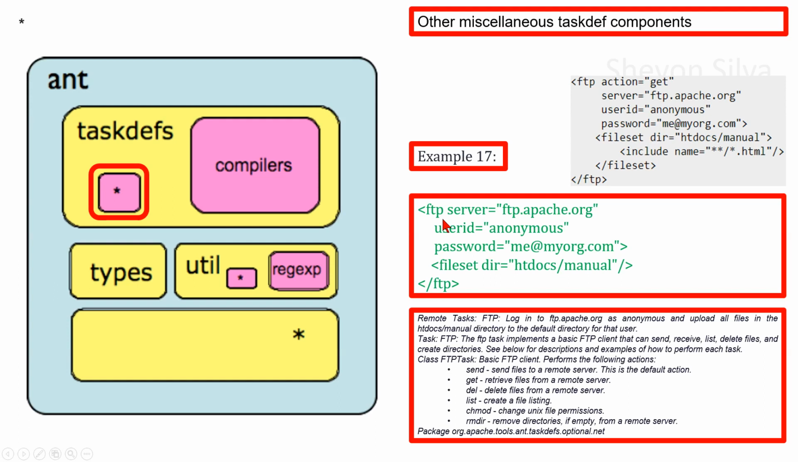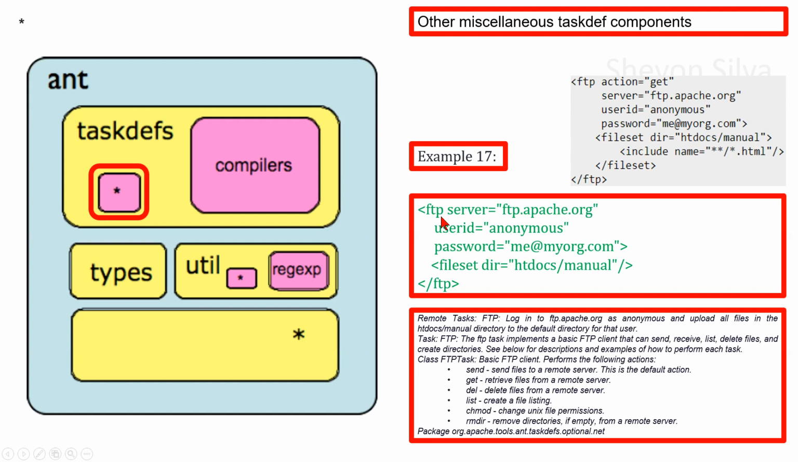With regard to the API, the task FTP implements a basic FTP client that can send, receive, list, delete files, and create directories. With regard to the API, class FTP task, the basic FTP client performs the following actions: send file to a remote server. This is the default action.